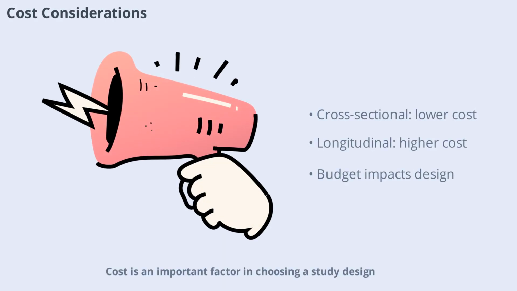Cost is an important factor in choosing a study design. Cross-sectional studies are generally less expensive as data is collected once. Longitudinal studies require more resources for repeated data collection, participant follow-up, and data management. Budget constraints often influence the choice of design.